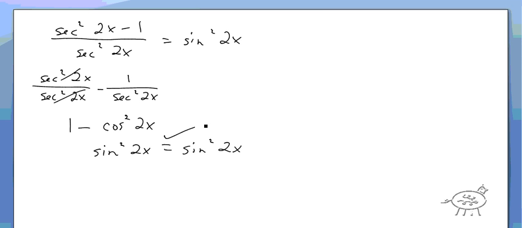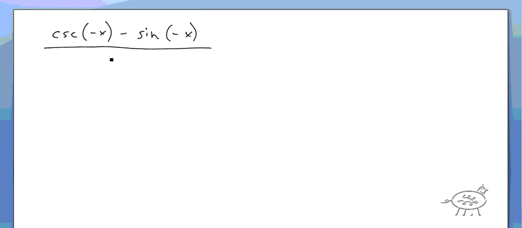All right. So let's try another one here. Cosecant of negative x minus sine of negative x over sine of negative x equals cotangent squared of x.